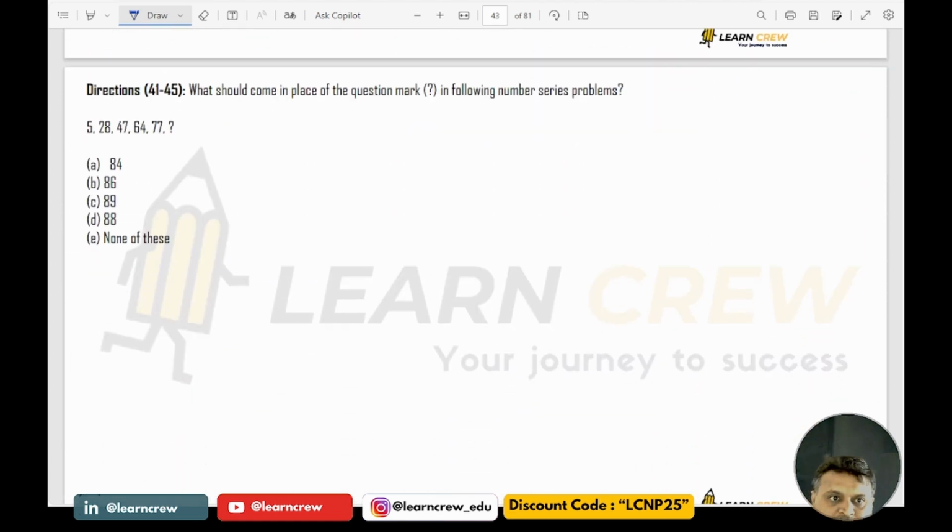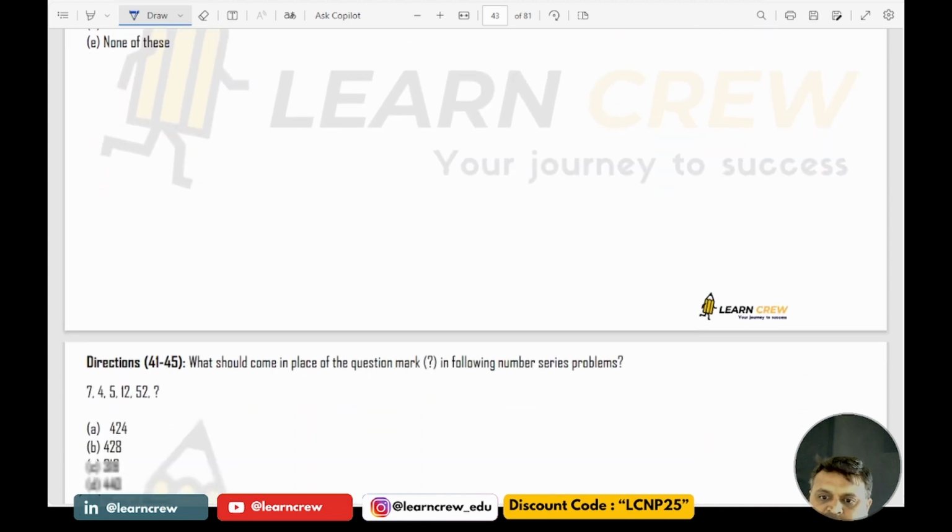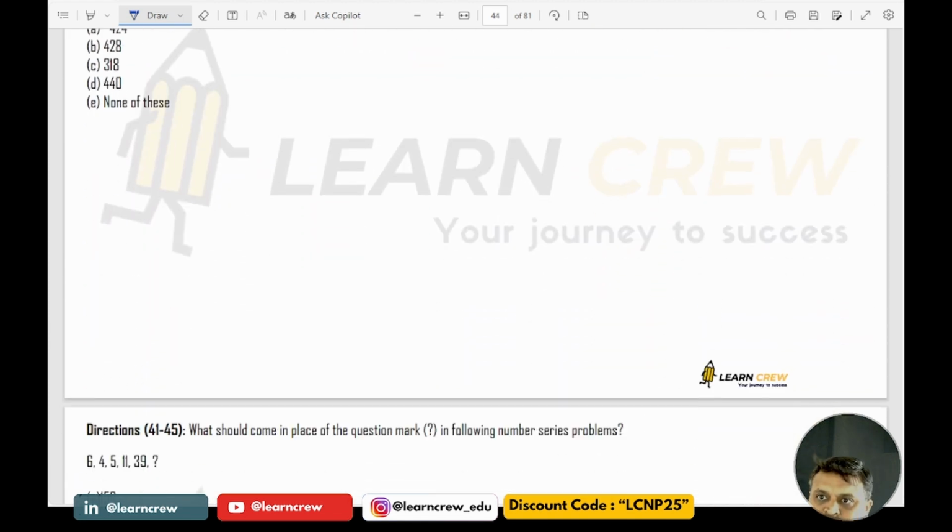Next, 5, 28, 47. So what is 5 here? The difference here is 23. The difference here is 19. The difference here is 17. Here 13. So they are primes. Next difference has to be 7, 11. 77 plus 11, 88. Differences are primes in decreasing order.